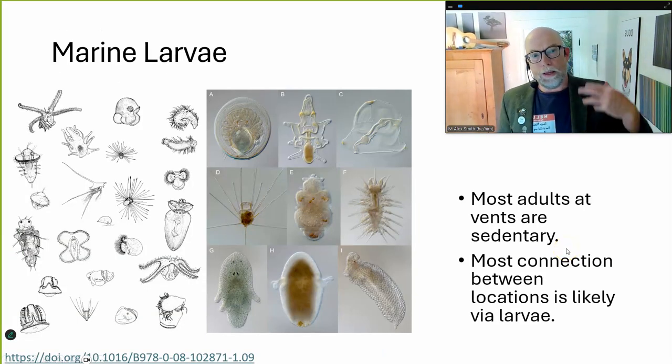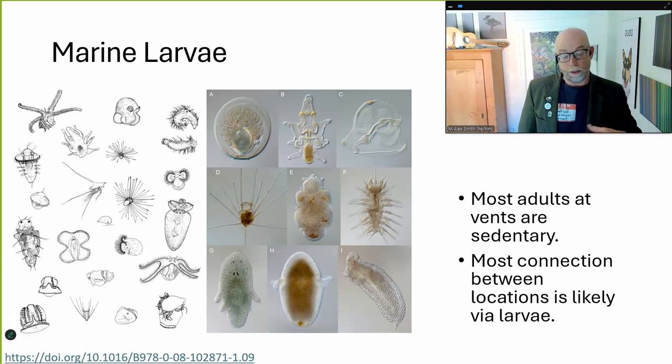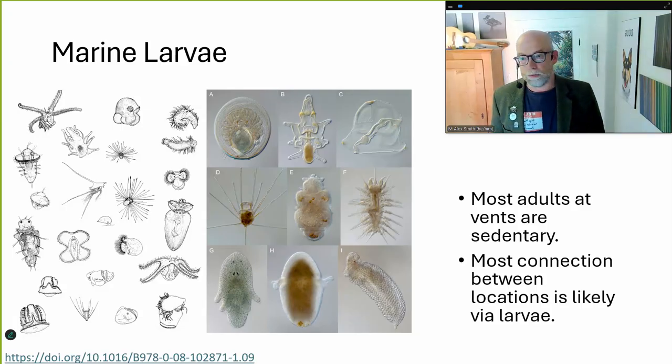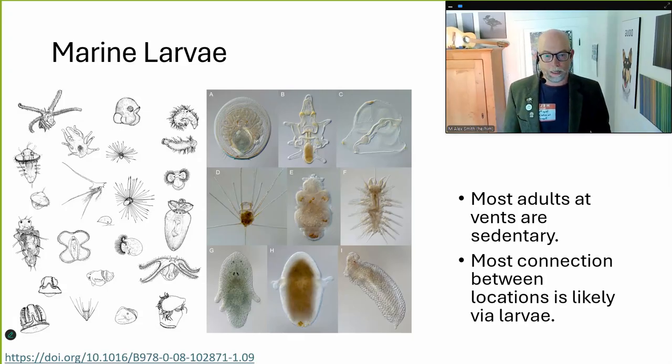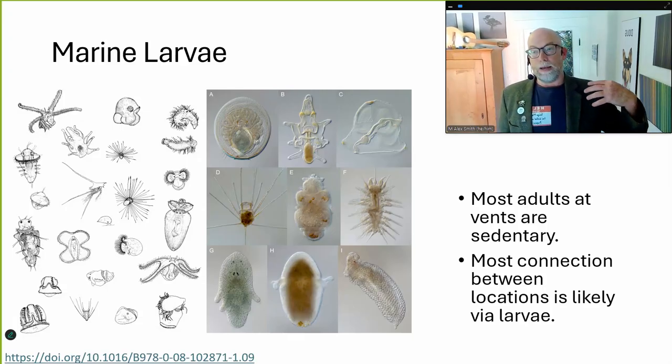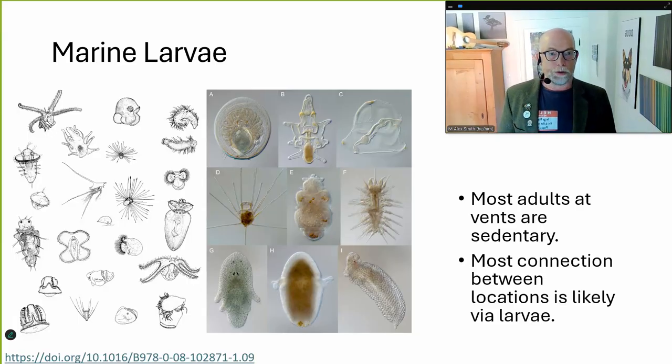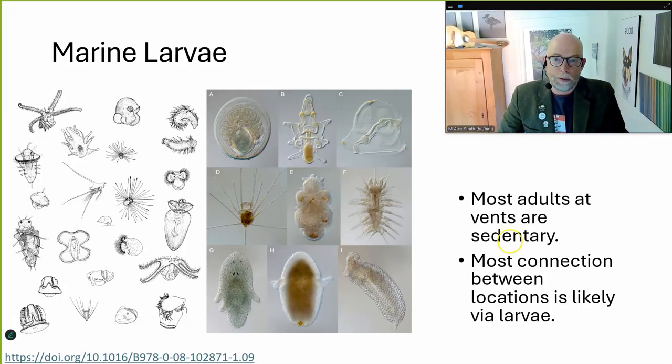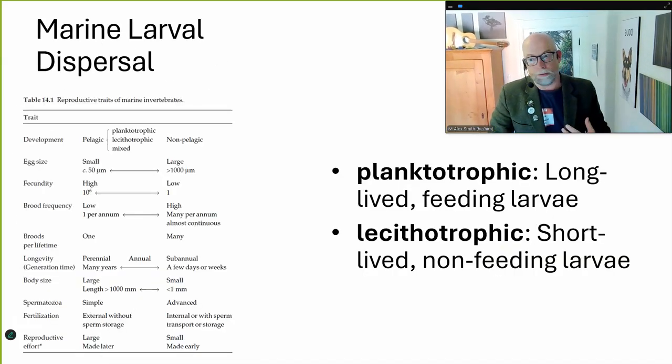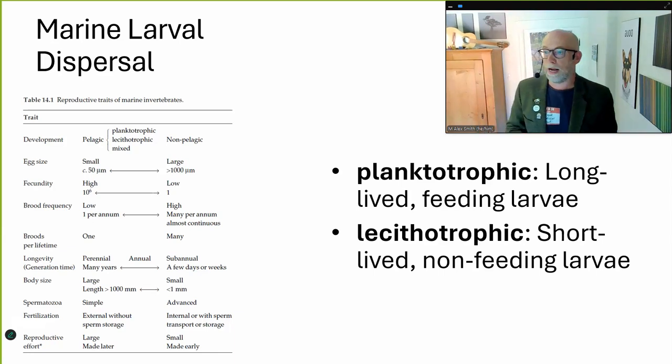So let's revisit what we've already talked about this year in this course about marine larvae and about how marine larvae disperse. So we know that most adults at hydrothermal vents are sedentary. And so it would be natural to presume, as a first assumption, that the connection between any one of these sites is not going to be by a wandering copepod, but by a drifting larva. And this ties us in to some of the discussion we've already had in class, which is about the importance of marine larval dispersal.